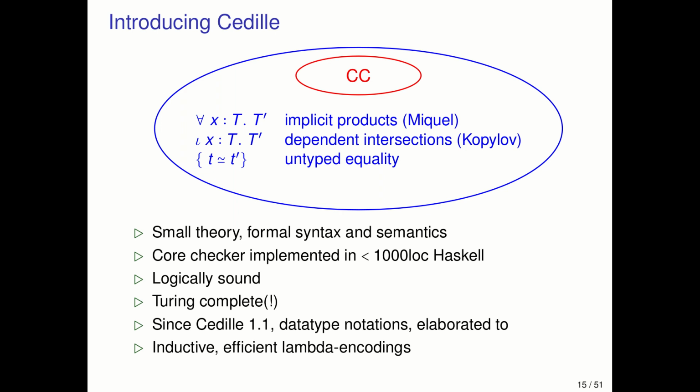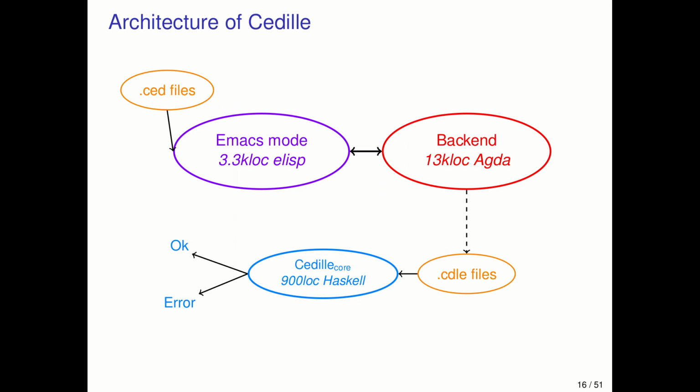Here's the architecture of the system. We have an Emacs mode. I gave you line counts just to get a sense for the scale where we are right now. You read in a .ced file in our Emacs mode, and the Emacs mode communicates with the backend, which is written in about 13,000 lines of Agda. I wouldn't be surprised if that's the biggest Agda code base intended to be used for actually running code. This is compiled Agda through Haskell.